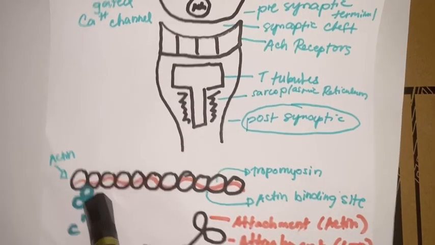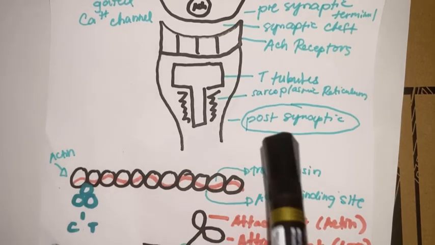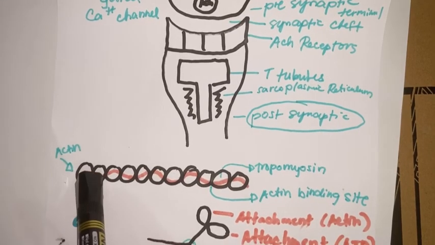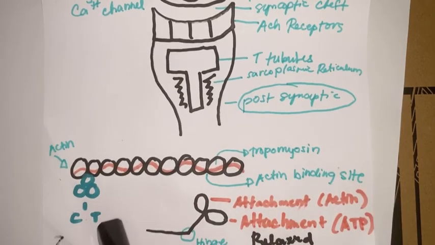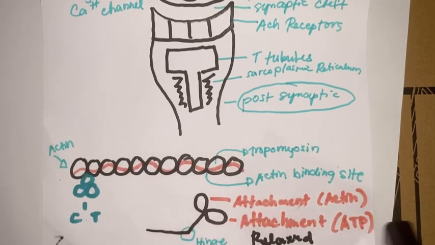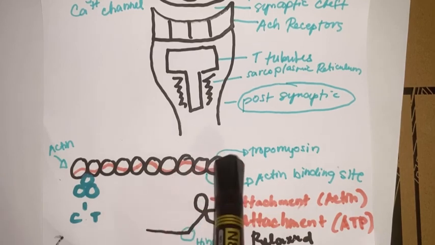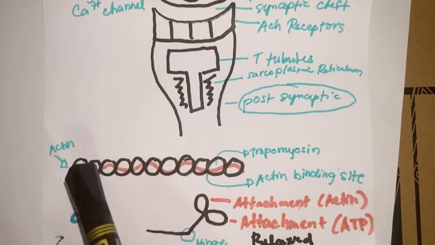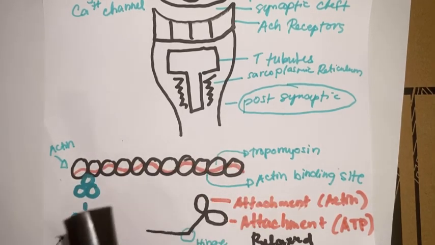Once troponin C ay pumunta or sumama kay calcium, mawawala na yung troponin-tropomyosin complex and therefore will expose the actin binding site. Once the actin binding site is uncovered or is exposed, this myosin head, this attachment of myosin head, will attach to the binding site and the ATP will detach. Okay? Pagkatapos nun, magkakaroon ng power stroke in which yung myosin hihilahin yung actin inwards. That would cause muscle contraction.